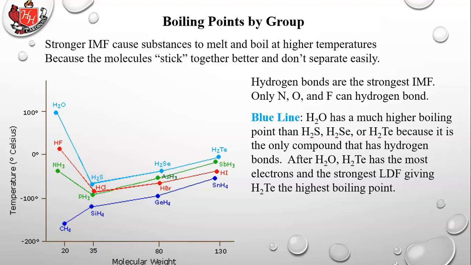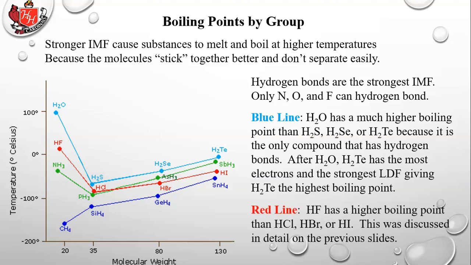After H2O, there are no more hydrogen bonds, so again it's this battle between dipole-dipole and London dispersion forces. What happens is that H2Te has the most electrons and the strongest London dispersion forces, giving H2Te the highest boiling point. So the strong London dispersion forces of H2Te overwhelm the stronger dipole-dipole forces of H2S because H2S is more polar.